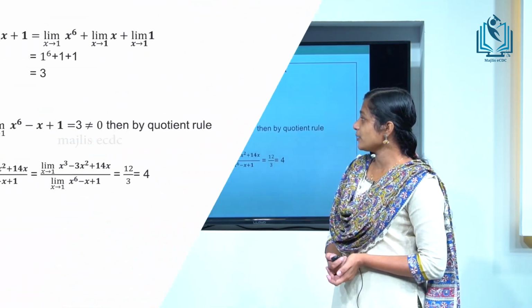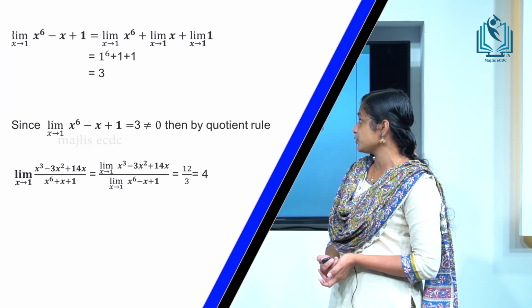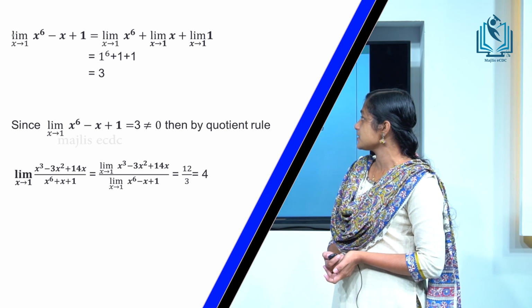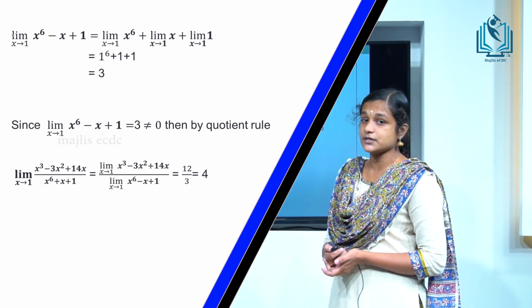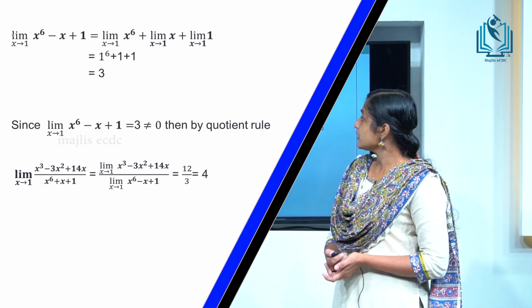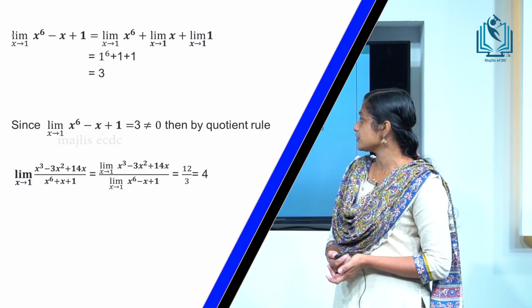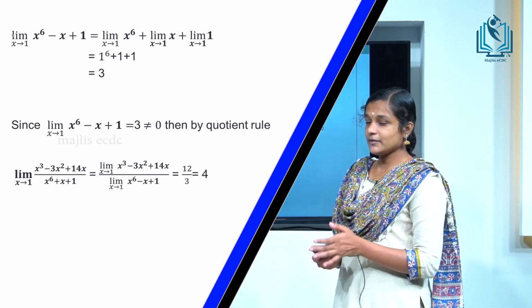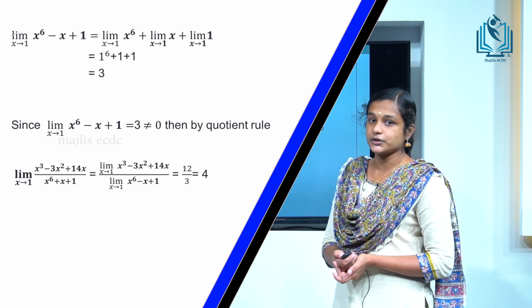Then the value of limit as x tends to 1 of x raised to 6 plus x plus 1 is equal to limit as x tends to 1 of x raised to 6 plus limit as x tends to 1 of x plus limit as x tends to 1 of 1. Then 1 is a constant function, so 1 raised to 6 plus 1 plus 1 is equal to 3.